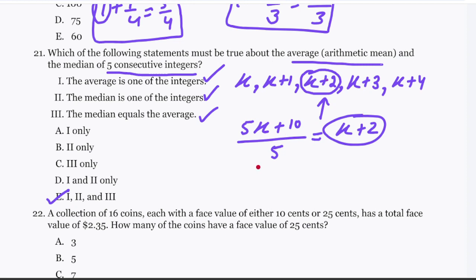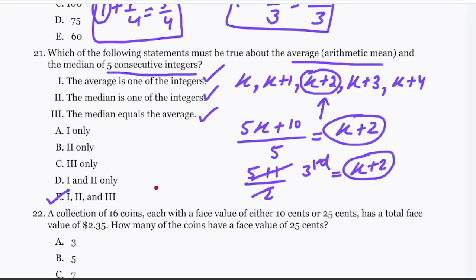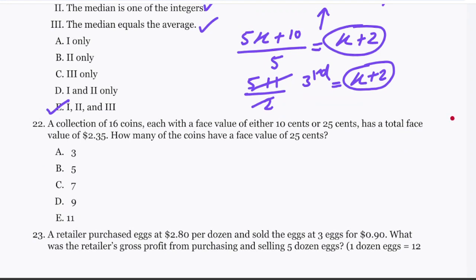Median, there are 5 terms. So 5 plus 1 by 2. Correct. That means third term. And third term is again x plus 2. All the 3 conditions are okay. The answer is 21st E option. ठीक है. 22nd भी करना है.